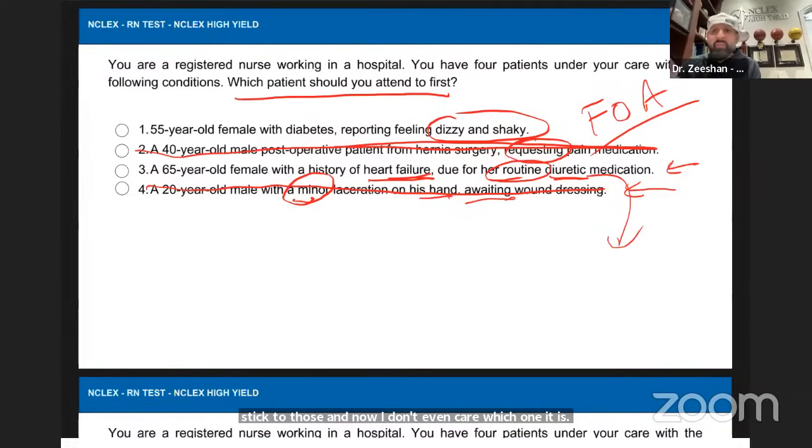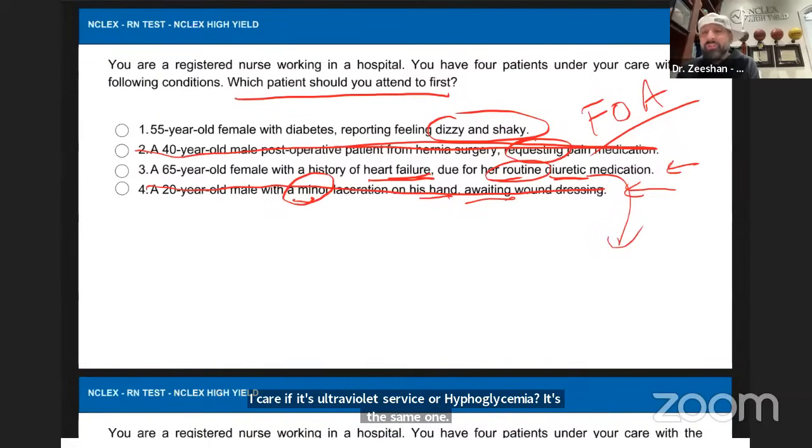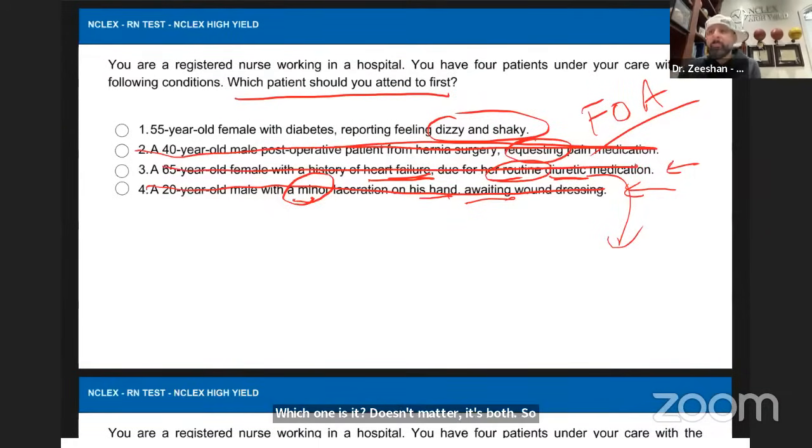It's the same one. They could have both. They could have it simultaneously. One could lead to the other. Which one is it? Doesn't matter. It's both. So we stick with one. You see how this pans out. Very important to understand the importance of Asgraf and the method.